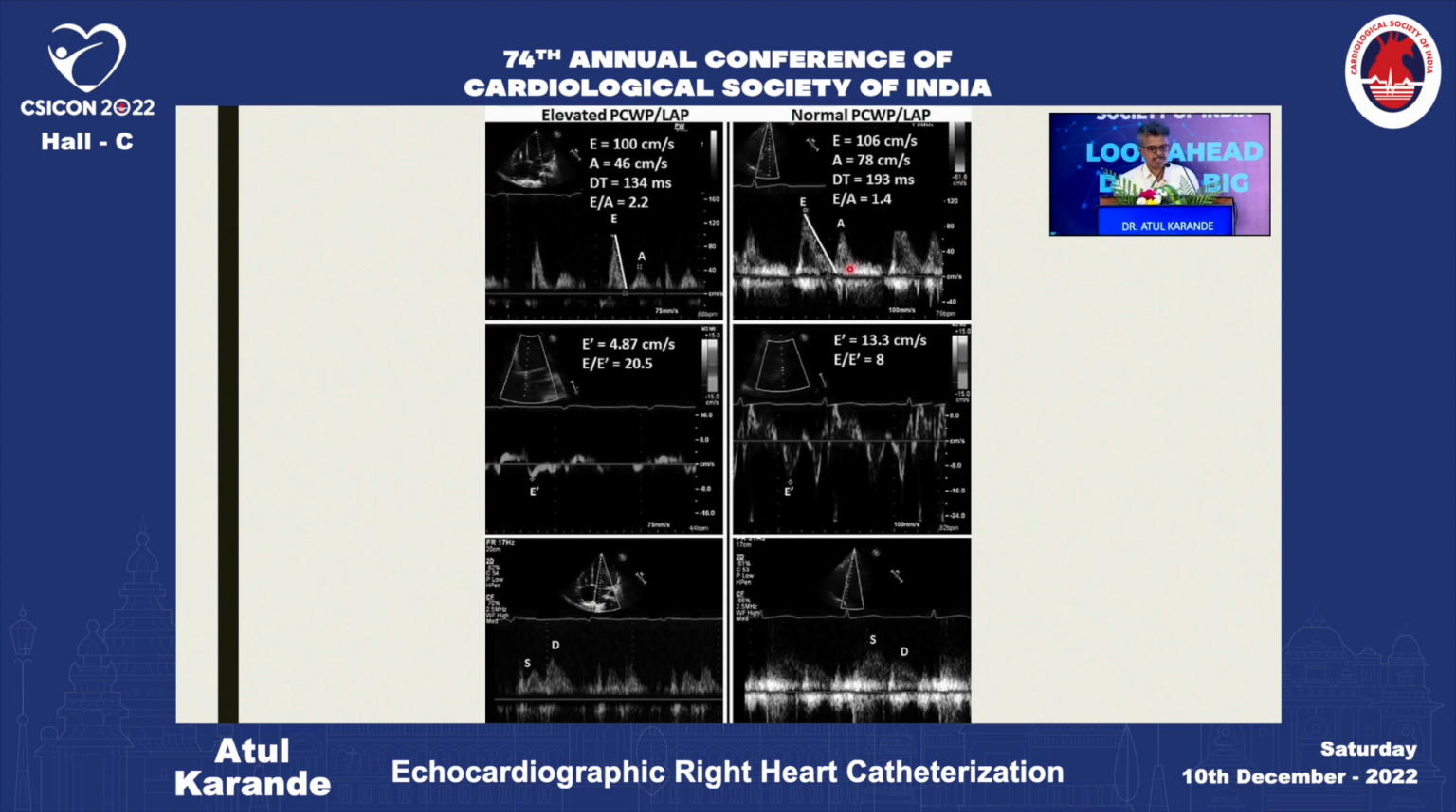Now this is another patient. Here E/A ratio is 1.4, the E to E prime is 8, and there is systolic dominance of pulmonary venous flow. So here the pulmonary capillary wedge pressure or LA pressure is low.